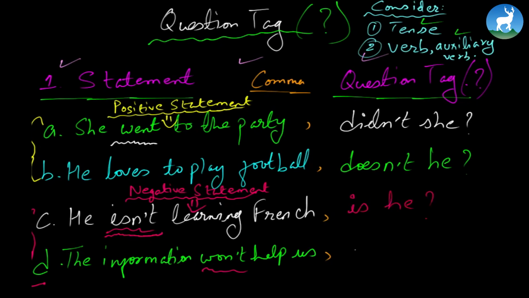The information won't help us. Will it? The information won't help us. Will it? So this is how we do question tags. Now, however, these are the common rules, but there are exceptions to them. Now let's talk about the exceptions then.